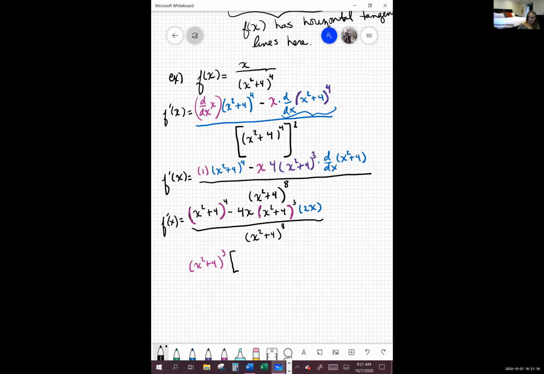If we do that from this piece, you're left with 1 there, so x squared plus 4. Minus, well, I pulled them all out of this, so I'm left with a 4x times a 2x. Well, 4x times 2x is 8x squared, all over (x squared plus 4) raised to the 8th.